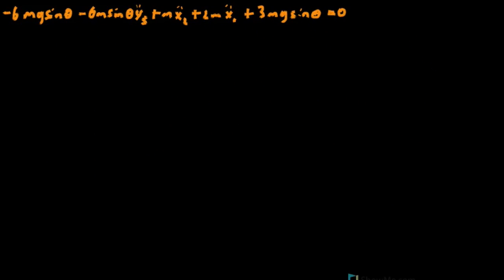And so I've rewritten it here, and what we can see is that this 3mg sine theta over here combines with the minus 6mg sine theta on the left to form minus 3mg sine theta. And so the next step is to realize that because the distance x1 and x2 travel have to be the same, their velocities and accelerations also have to be the same, and so x2 double dot equals x1 double dot. And y3 double dot has to be the same in magnitude, but is opposite in direction because it goes negatively.